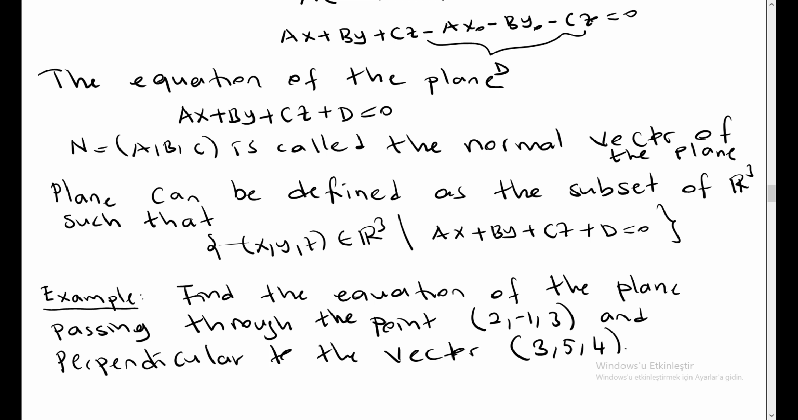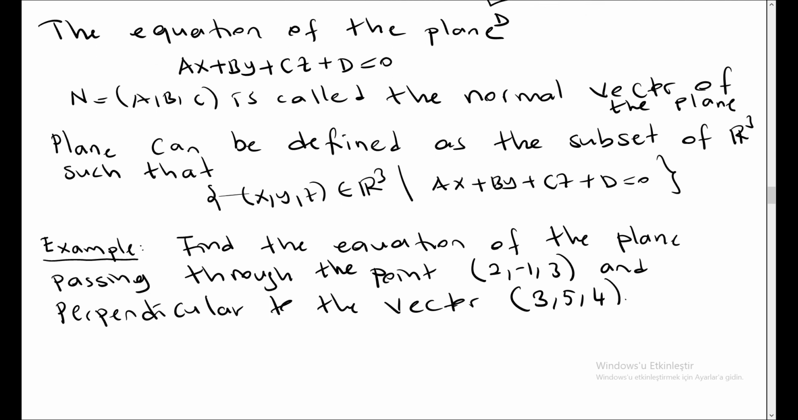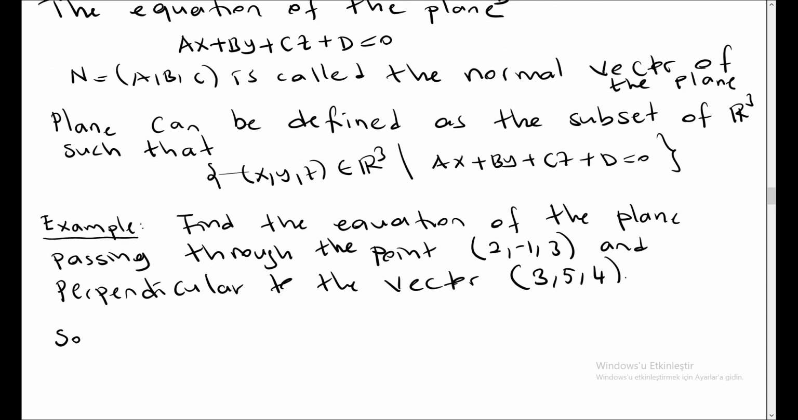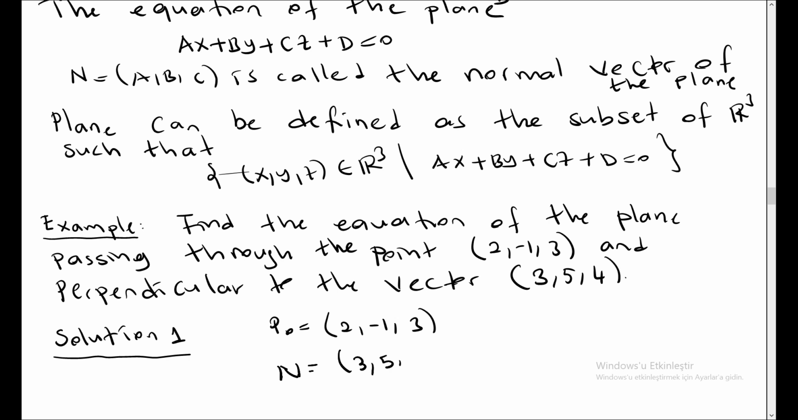So we will use two methods here. The first one is this. Solution 1. So we know P sub 0 is (2, -1, 3) and n is (3, 5, 4). So choose an arbitrary point P, (x, y, z).